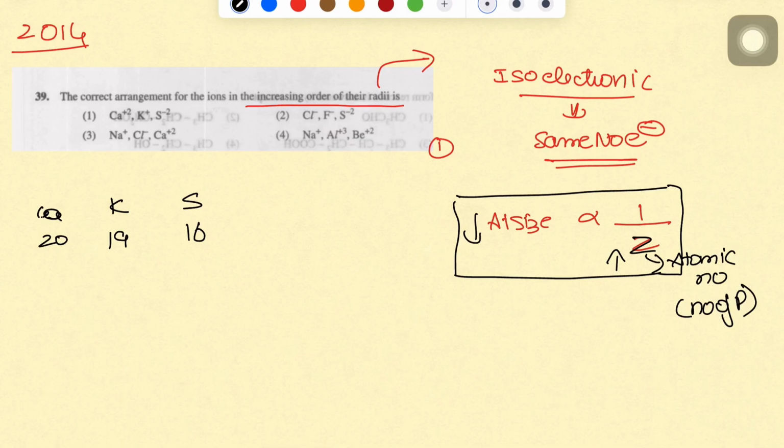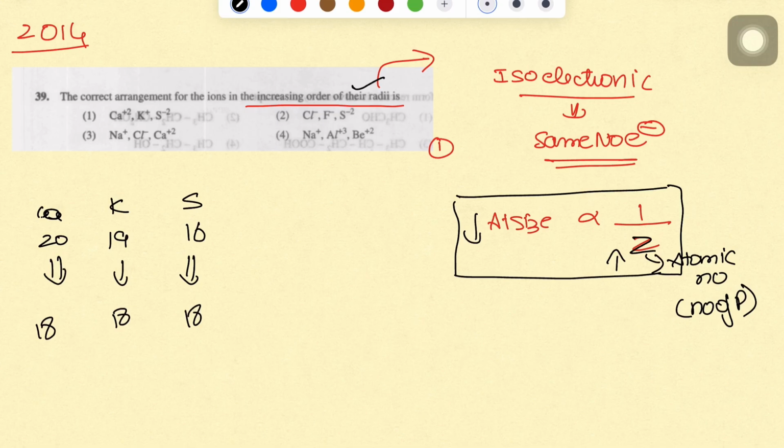Now the correct order of the ions in increasing order of atomic radius. If you see calcium, Ca2+ is given, so it will be 18 electrons. K+ again 18 electrons. Sulfur 2-, you will add electrons, and all have 18 electrons.